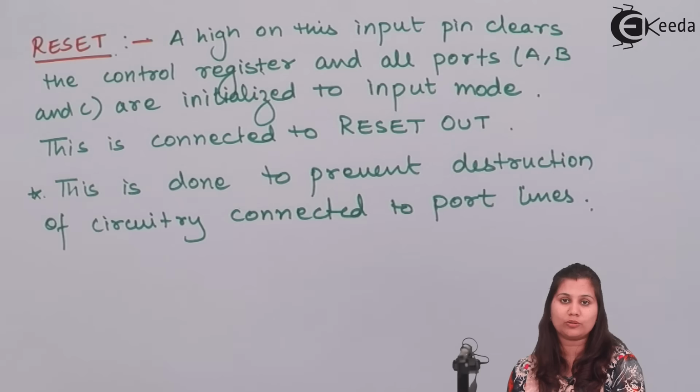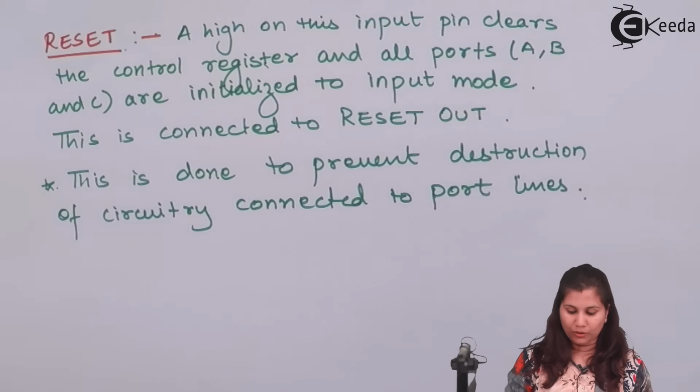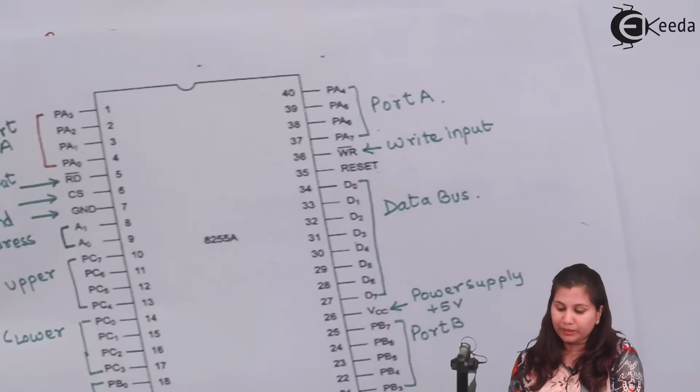Why are we clearing this? Because we want to prevent the damage of the circuitry which is connected to the port lines. So the main purpose of this reset pin is to clear the control register and to initialize all the ports in the input mode. So this was the reset pin.